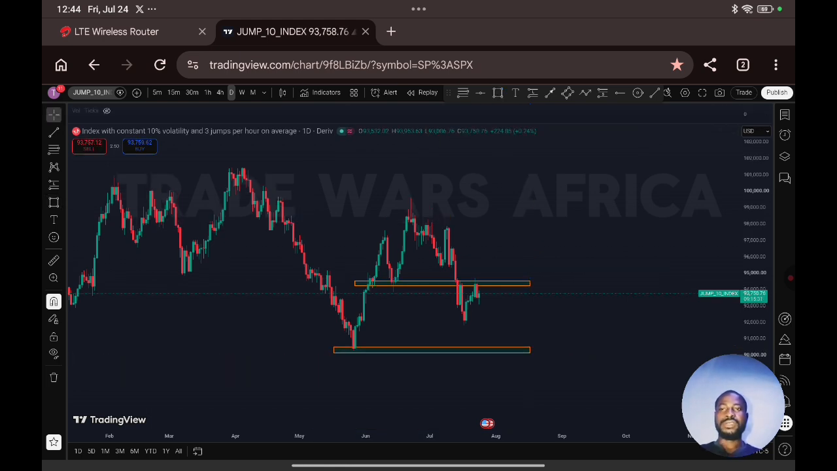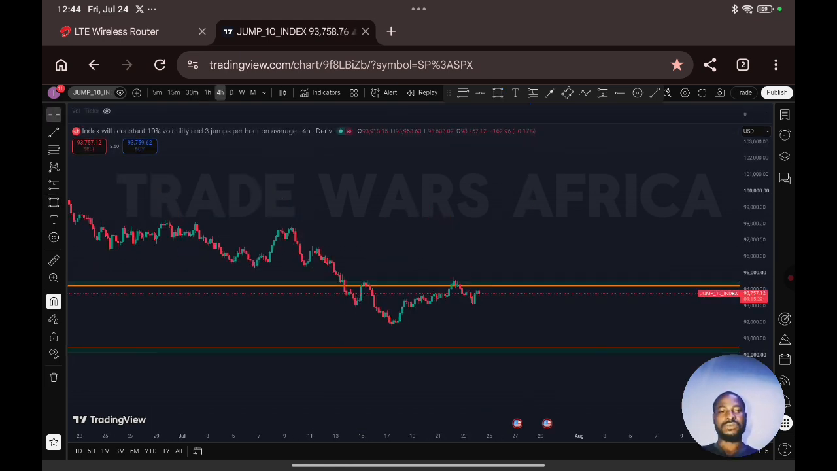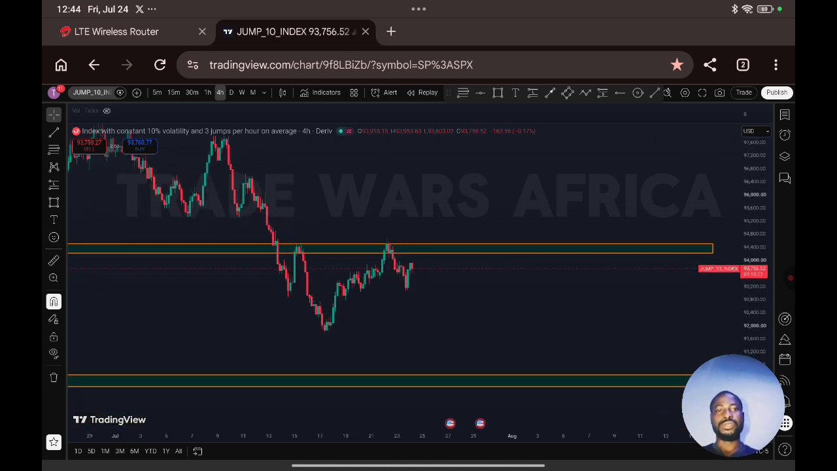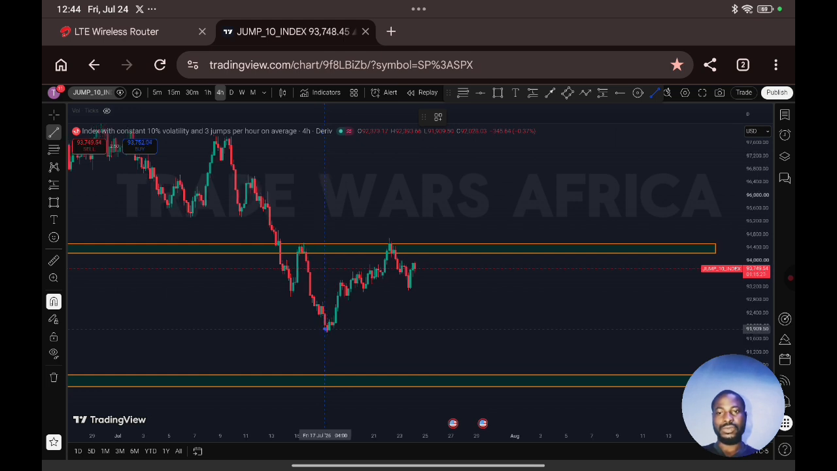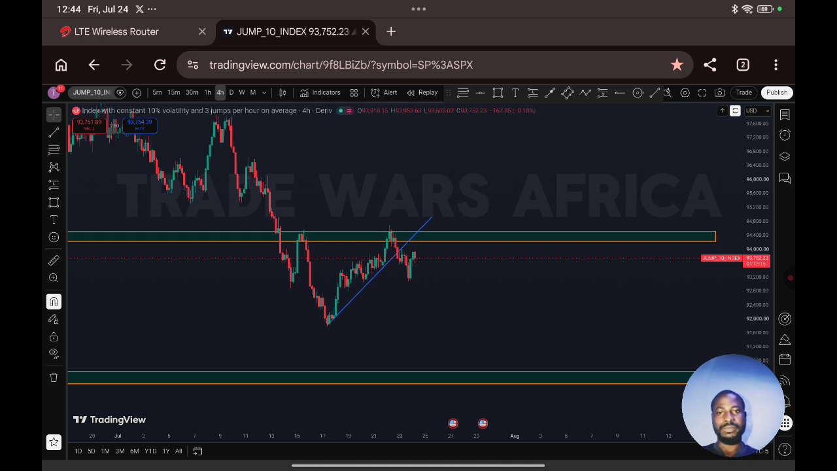So now these are daily time frame. Then let's scale down to 4 hour time frame. What do we do on 4 hour time frame? You draw your trend line, like so, like this. So it has broken your trend line, and you're expecting the market.